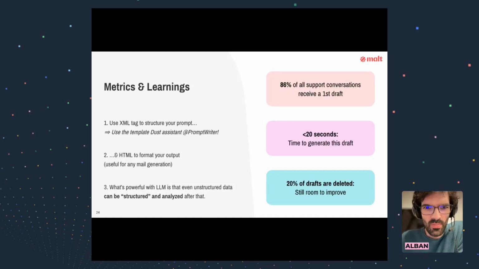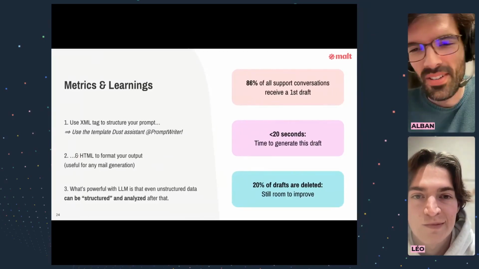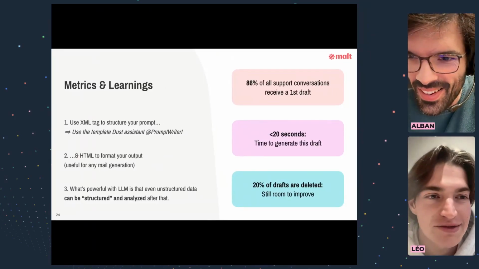Just a small precision on number one here: use XML tags to structure your prompt. That works better for Claude. If you use Claude 3.5 Sonnet, it loves XML. GPT-4 is a little bit different on this. That's what we use, so it makes total sense.